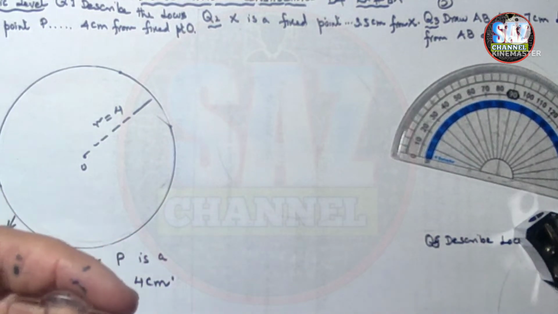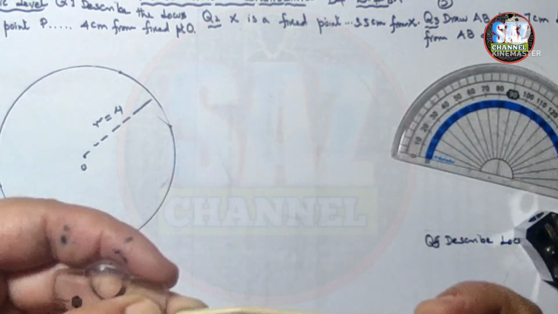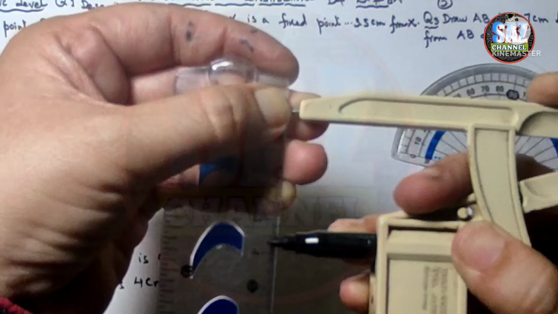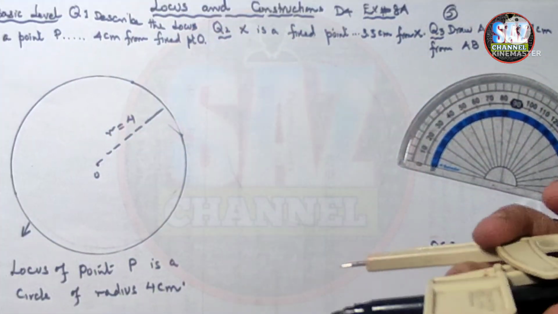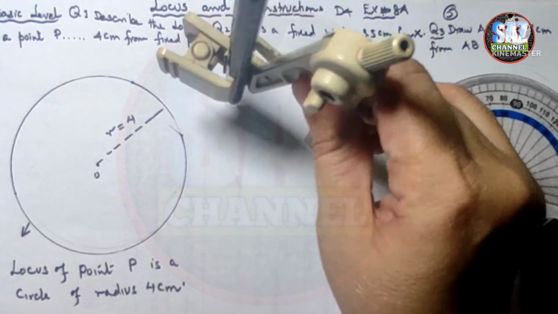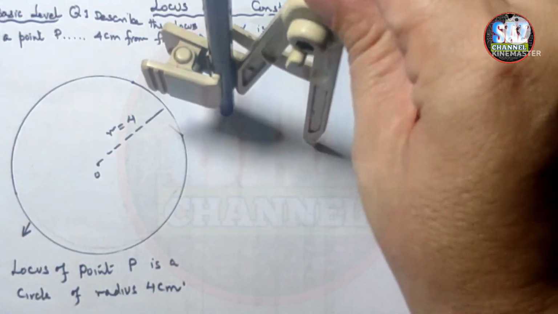So, I have to open the arm of the compass to the radius. Students, what is it? That is 3.5 centimeter. Open the compass and now fix the compass on the page, and please hold the compass from the top and then draw a circle.